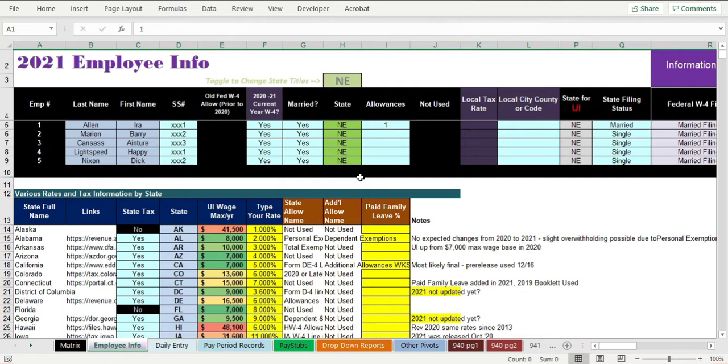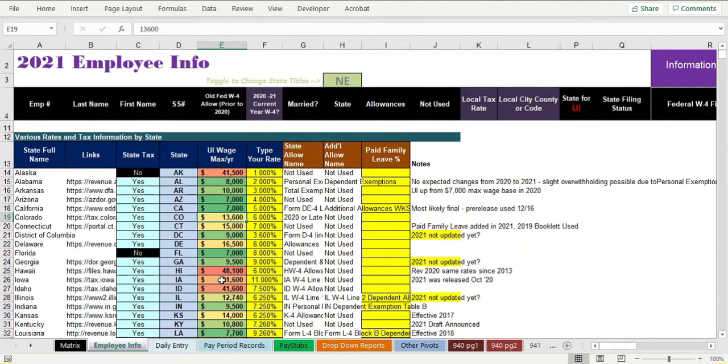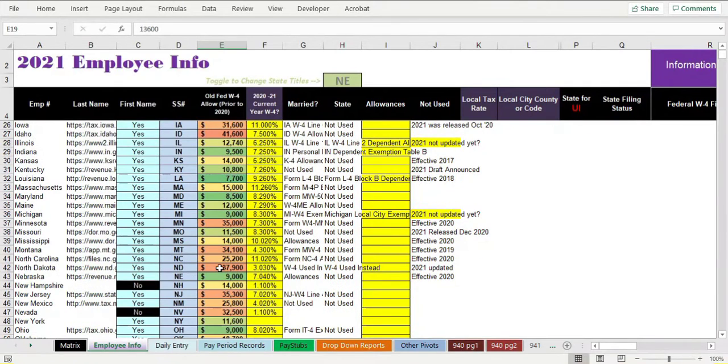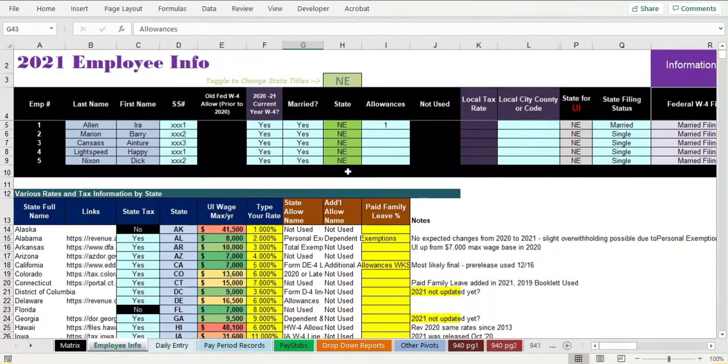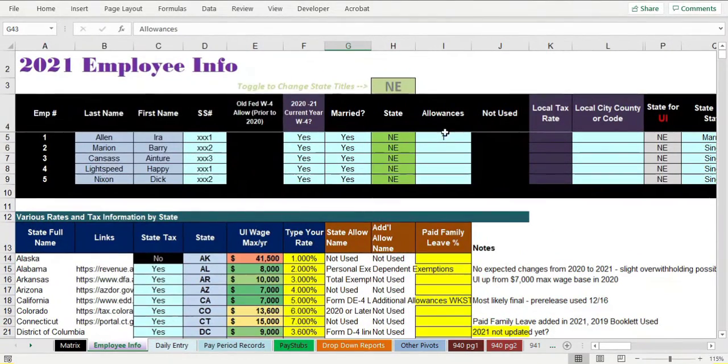But we do have some. Well, we're just going to talk about Nebraska because we're still going down the list for 2021 as well. The good thing about Nebraska is that they haven't changed anything since like 2017. So all you need to gather for Nebraska is figuring out kind of what their allowances are. Now, they're using the federal W-4.